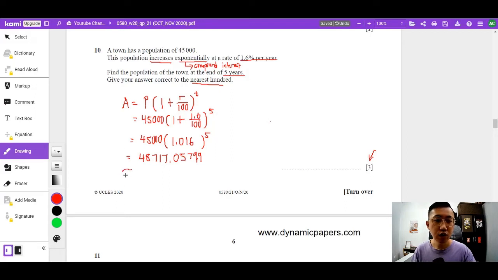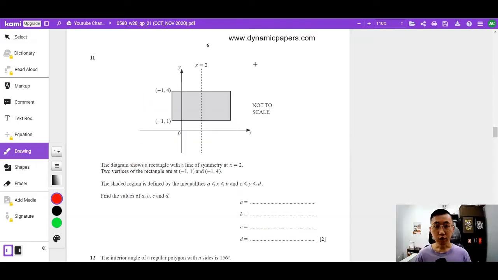To show rounding, I'm going to use this wavy sign. Nearest 100 is this position. So check your number towards the right. It's not 5 and above, so you don't have to plus 1. So therefore the answer is 48700. That's it. The decimals are not important right now. 48700.